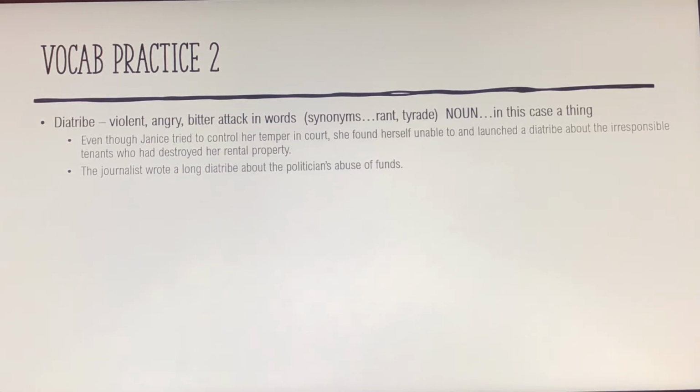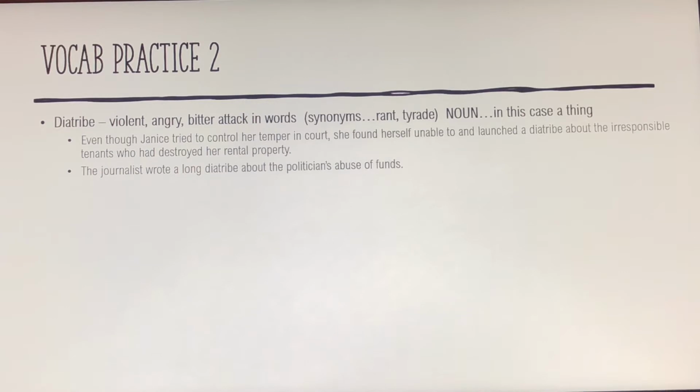Who knows what they did? And maybe they tore some things up in her house or whatever she had rented them. And she was very angry. So she launched a diatribe. She launched an angry attack with words on them because she was furious.